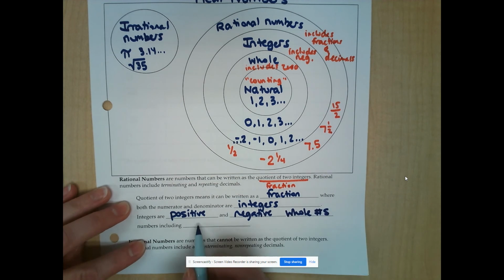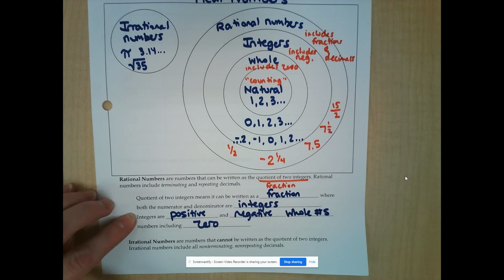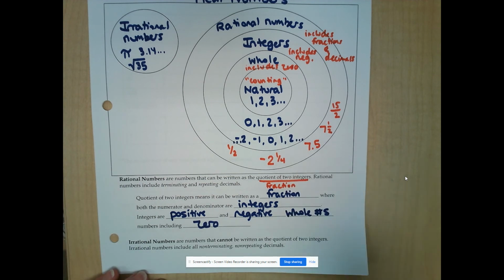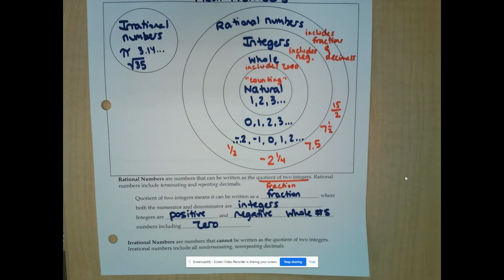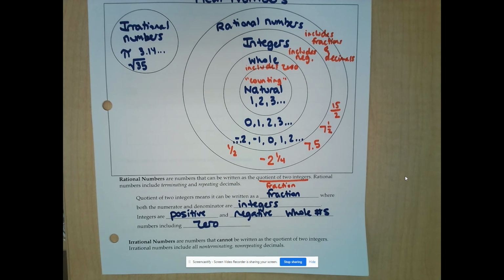And those numbers also include 0. So integers include 0 the same way that the whole numbers list includes 0. Irrational numbers are numbers that cannot be written as the quotient of two integers. Irrational numbers are non-terminating and non-repeating. So I'm going to highlight that because that's really important.